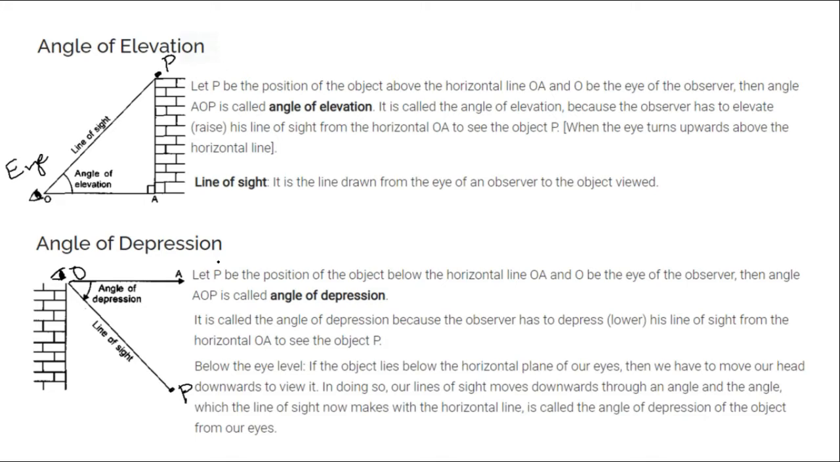Below the eye level, if the object lies below the horizontal plane of our eyes, then we have to move our head downwards to view it. In doing so, our line of sight moves downwards through an angle, and the angle which the line of sight now makes with the horizontal line is called the angle of depression of the object from our eyes.